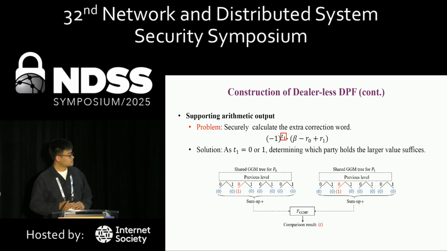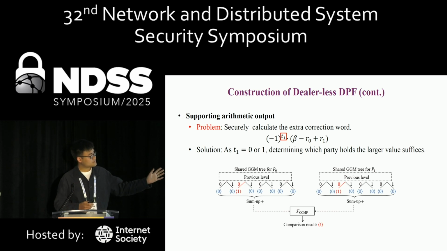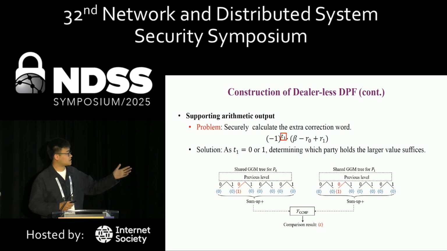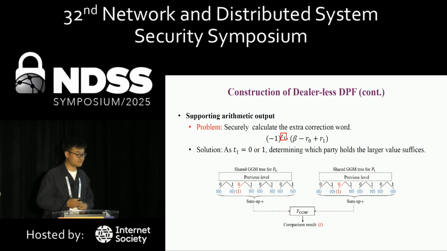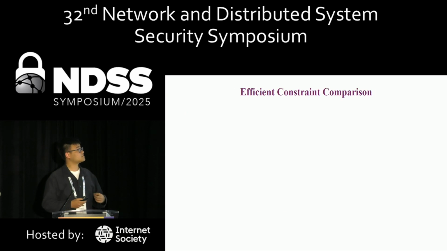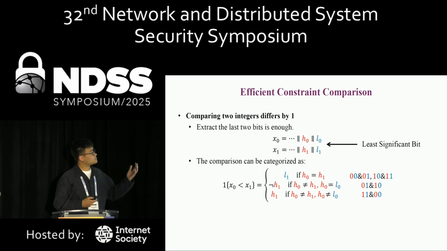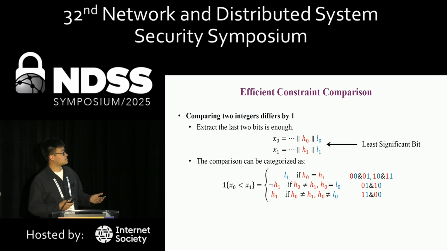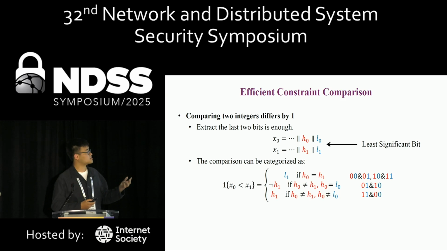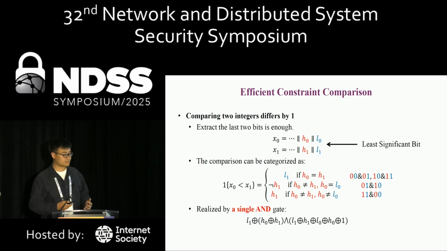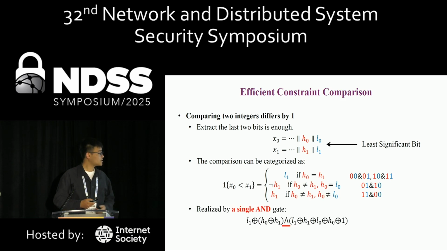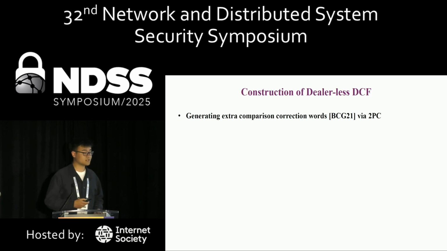So when we do not know the exact path, or the exact red marked path, we can only sum them up together and use our efficient comparison protocol. And we find that to complete the comparison, we only have to extract the last 2 bits, and we categorize the comparison into the following conditions, and finalize the computation with only the AND gate by the secure AND protocol.